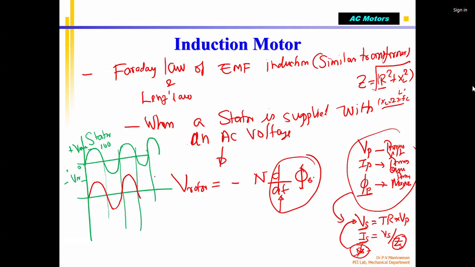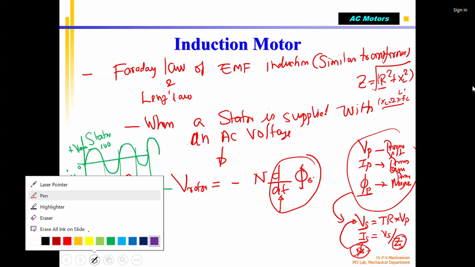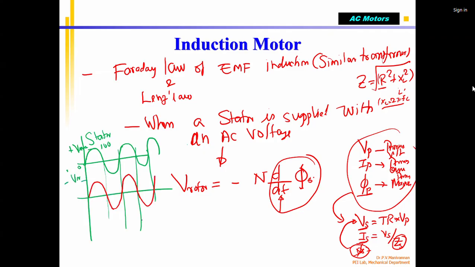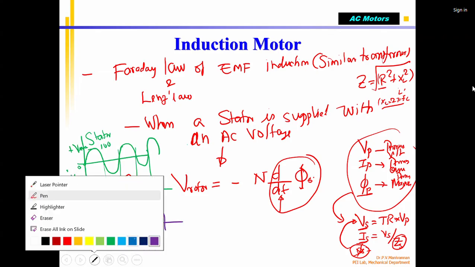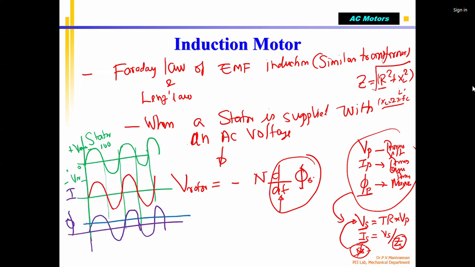Red one is current. If it is varying, in the varying magnetic field, if I put a wire, correct? Because of this, magnetic flux also happens. This is my phi, this is my I. Now, in this I put a wire, correct? This is a wire. Automatically, a voltage will be induced.